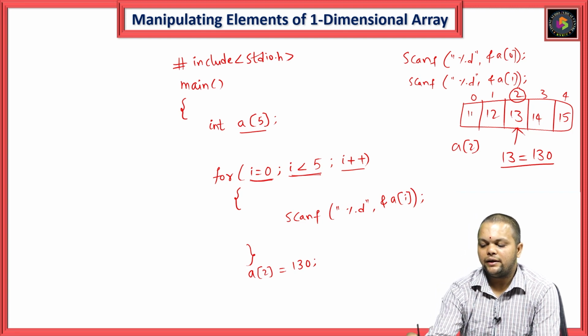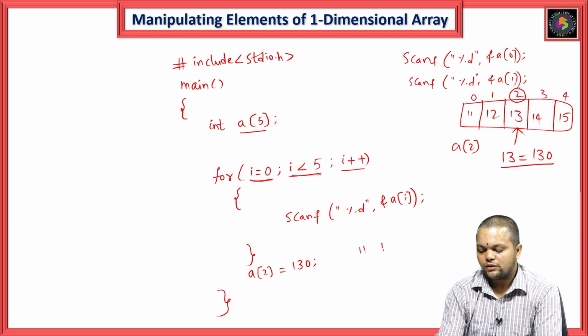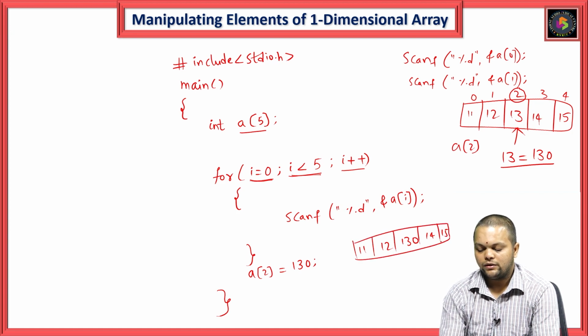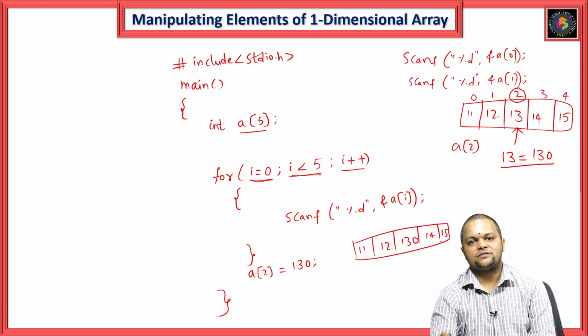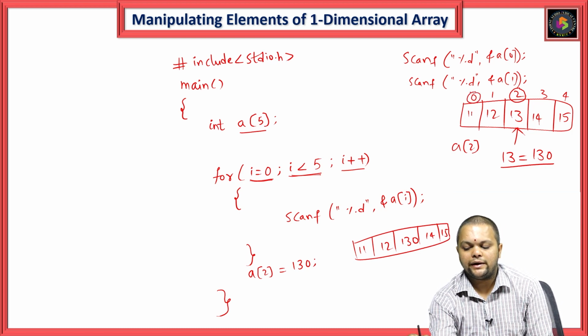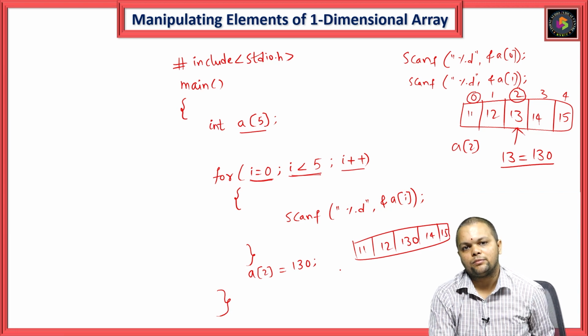And if I print that array again, what will you get as the answer? 11, 12, 130, 14, 15. This will be your array. So if you want to access your array elements, you can use the index. If you want to manipulate your array elements, again you can use the index.